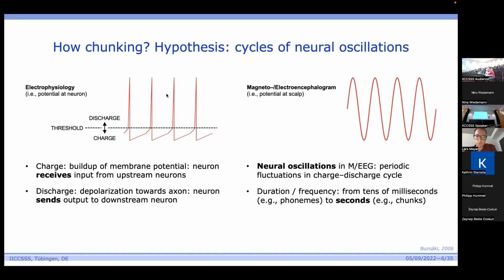That's what you would see if you would record this at a neuron, and on the right side, you see what you would record at a scalp, or what you would get out of your MEG or EEG when you filter the data. And we call this a neural oscillation, of course.